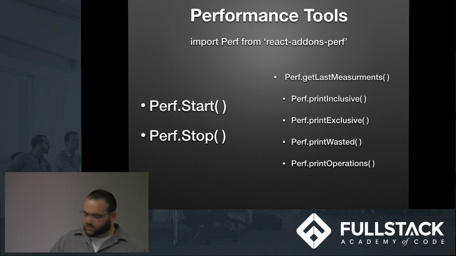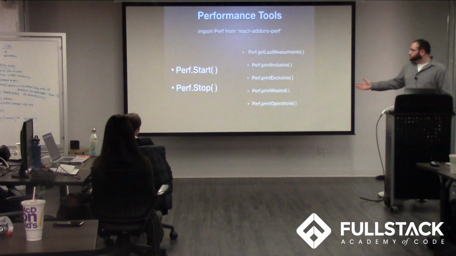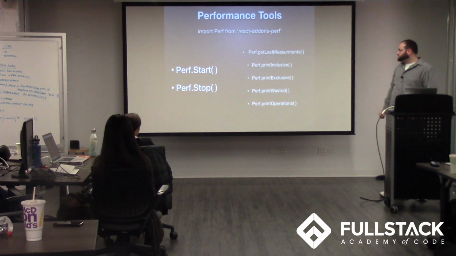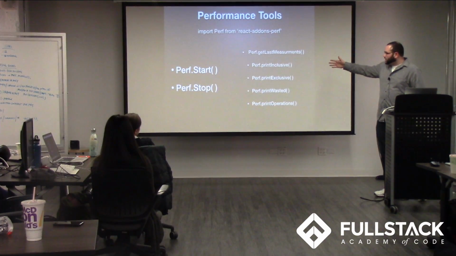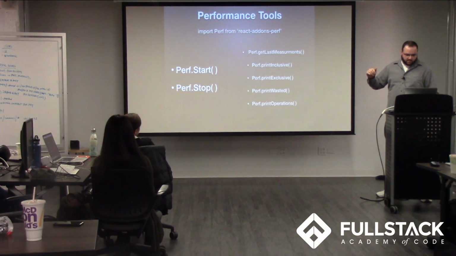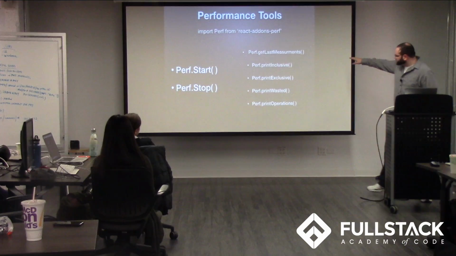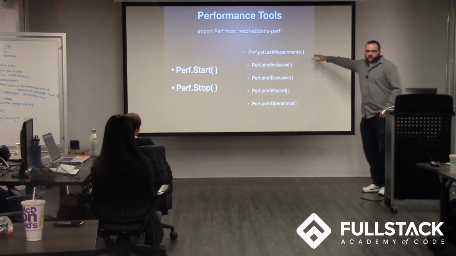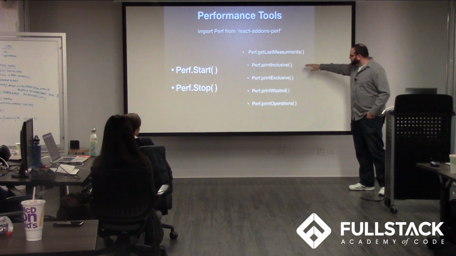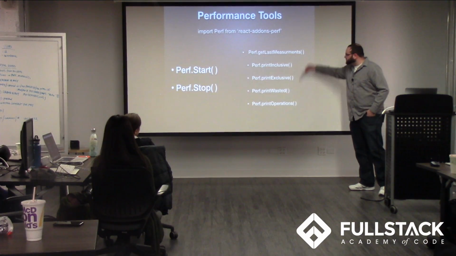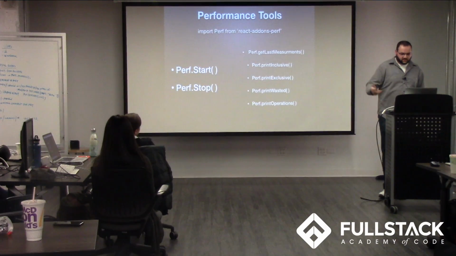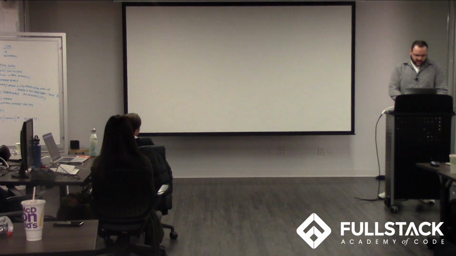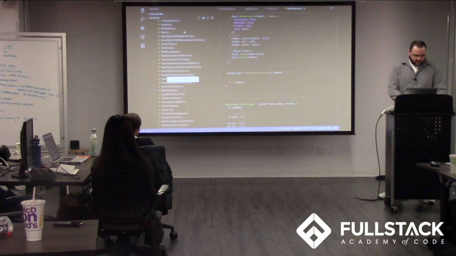The other thing that I want to talk about more in the optimization realm is the performance tools, which are an add-on from React. You can start and stop at any given moment in your component, and then you can print the measurements using this function right here. All of these are actually similar to this. They grab the measurements and print them on the console in a table, so it's easy to read. And that I can also show you.